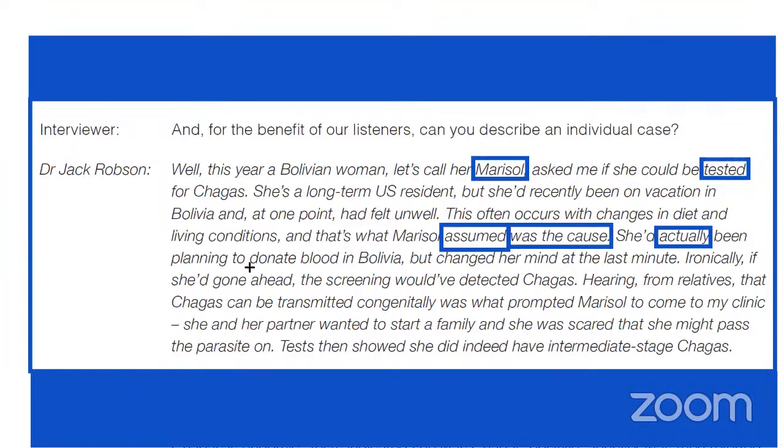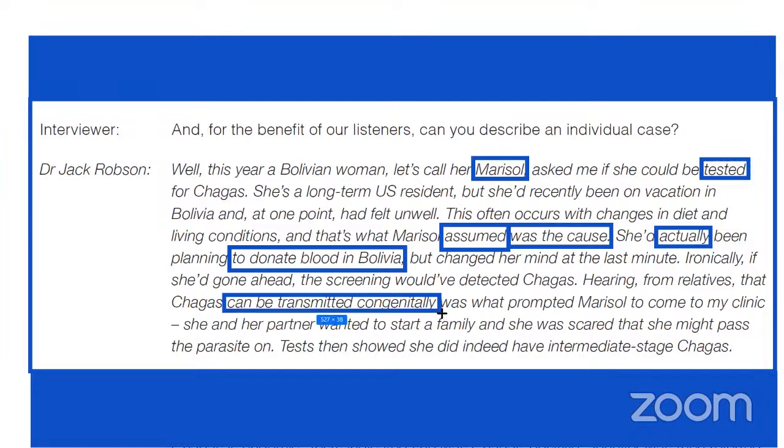She had actually been planning to donate blood in Bolivia, but changed her mind at the last minute. Ironically, if she had gone ahead, the screening would have detected Chagas. Hearing from relatives that Chagas can be transmitted congenitally was what prompted Marisol to come to my clinic.